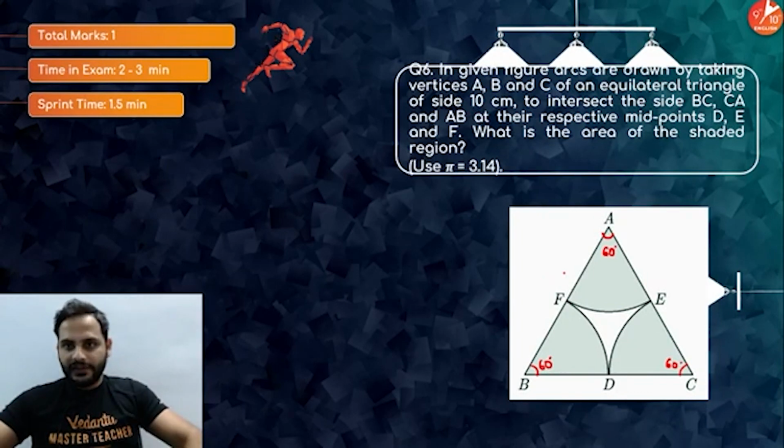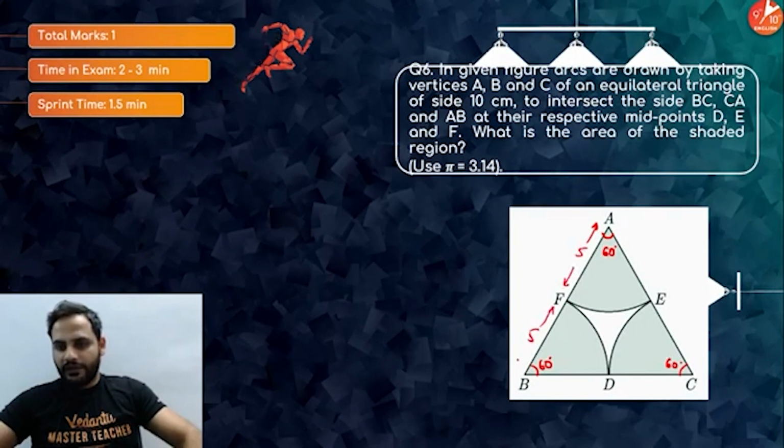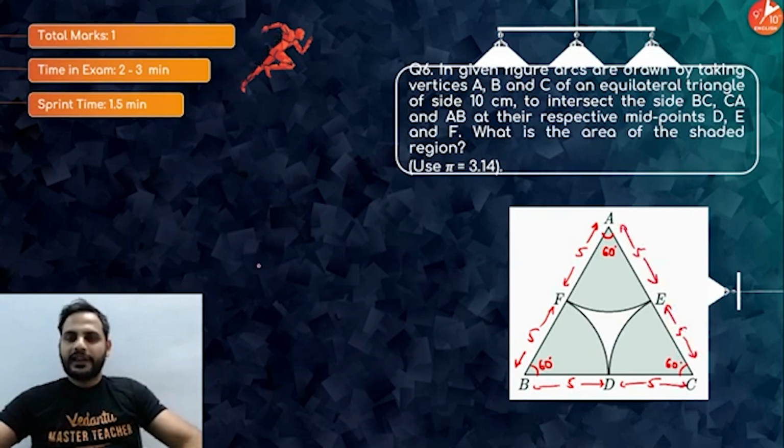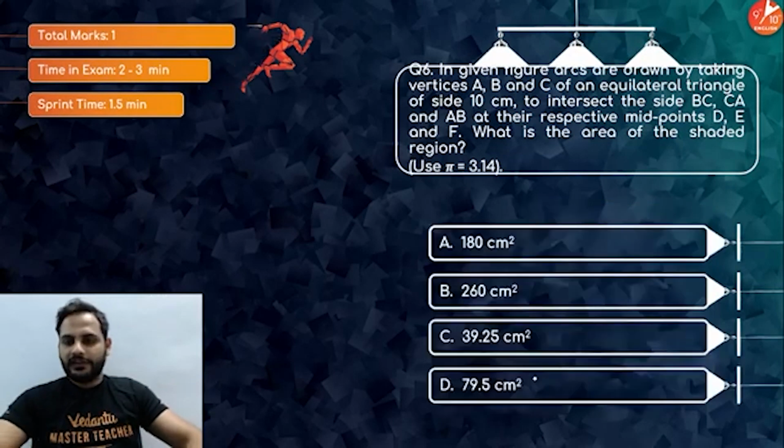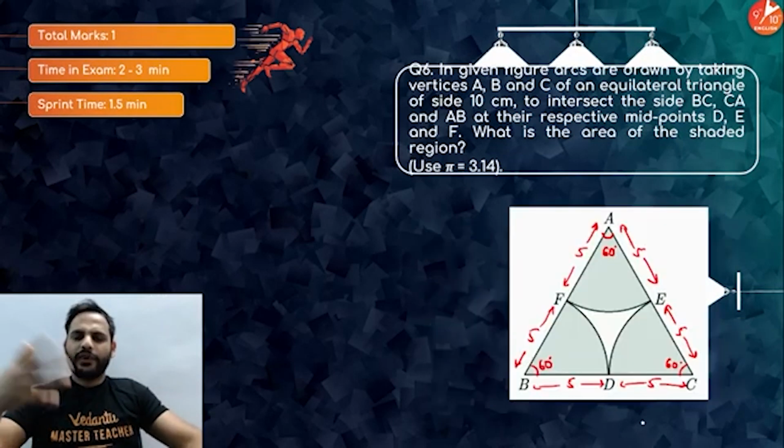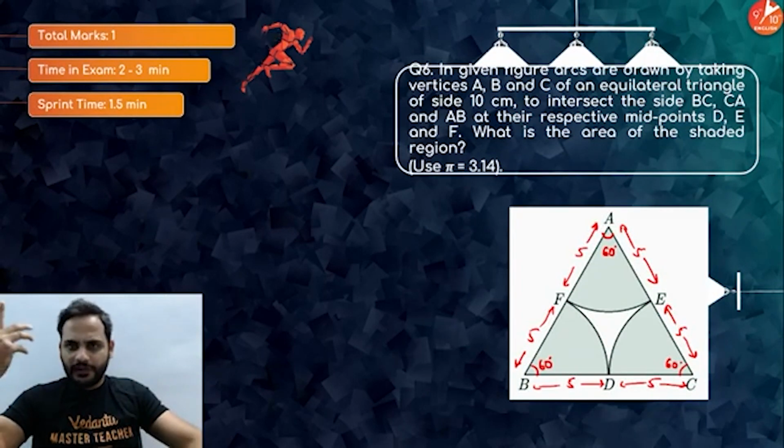If it is of side 10 centimeter, look, the arcs intersect BC, CA and AB at their respective midpoints D, E and F. So if these are the midpoints, I can say all these are of radius 5 centimeters. Correct? What is the area of the shaded region? The options are given in decimals, take pi as 3.14.